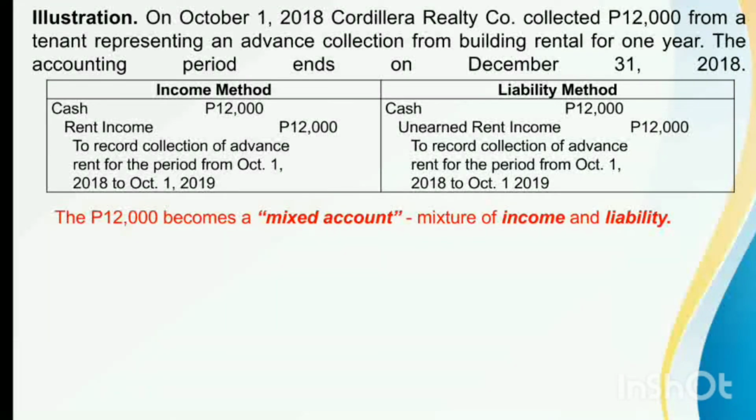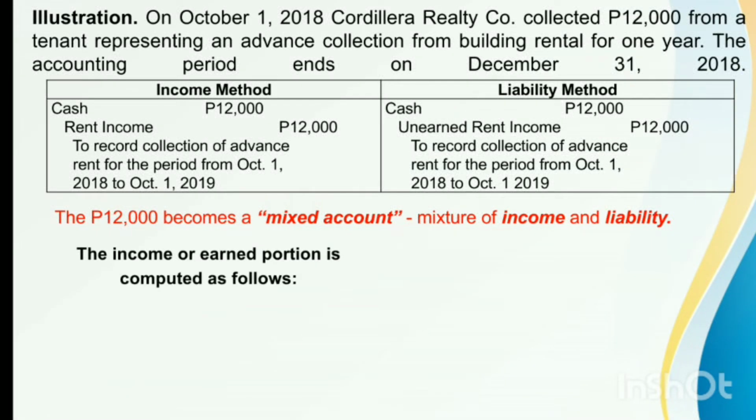Let us now determine how much is the earned or the income portion of the 12,000 pesos and how much is the liability or the unearned portion of the 12,000 pesos. So, let's start with the income portion or the earned portion of the 12,000 pesos.